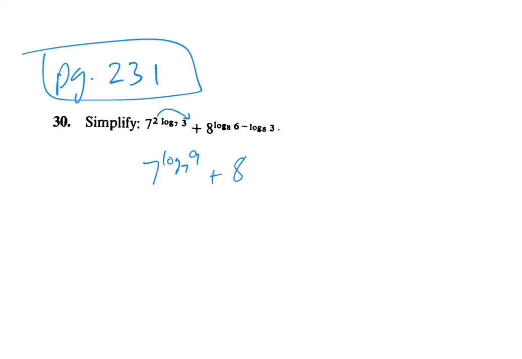In the second exponent, the exponent for 8, I'm going to combine these 2 logs together by dividing the arguments. 6 divided by 3, which makes a 2. Now that each exponent is a single log with no coefficient, it can cancel with the base, and you're just left with the argument. 9 plus 2 equals 11.